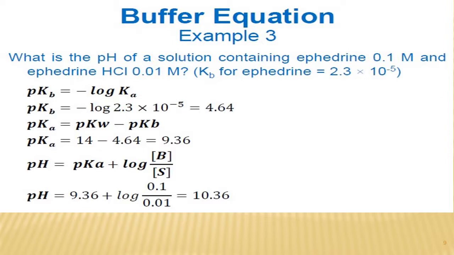pKa equals pKw minus pKb, and you will get the value for pKa, it will be 9.36. Applied on the equation, you have the molar concentration of the salt, ephedrine hydrochloride, and for the ephedrine, this equation for the base, in fact. So you will get the base over salt here, and you will get the pH equal to 10.36.